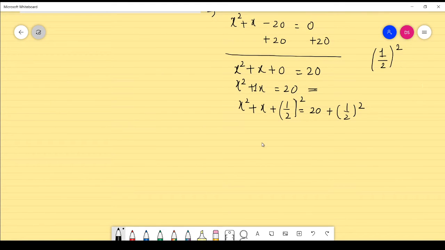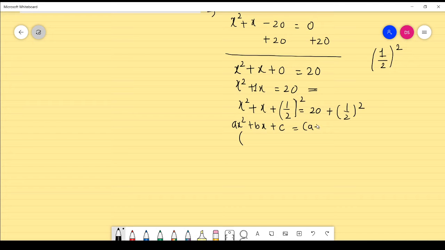What is our next step now? Our next step is to make one bracket. So this will be in what form? This particular left hand side is nothing but x square plus bx plus c, which is equal to what?